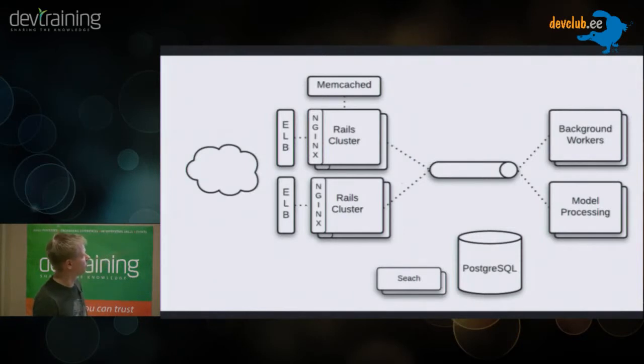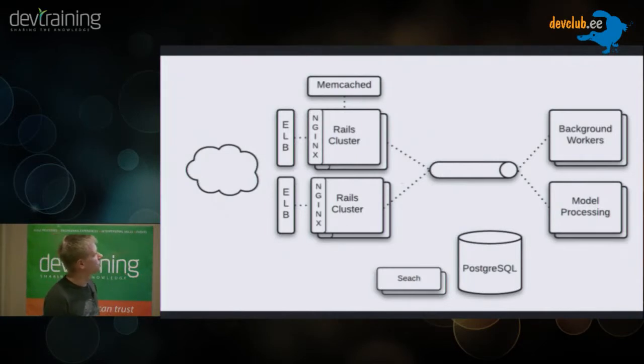We run it on Amazon. The application is served behind an load balancer, an elastic load balancer. It's a fairly standard way of running Rails, I would guess. It's a machine with Nginx on the front, and we use Unicorn to run the Rails itself.